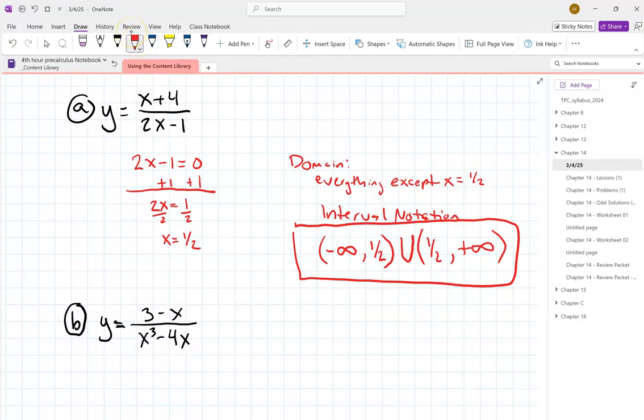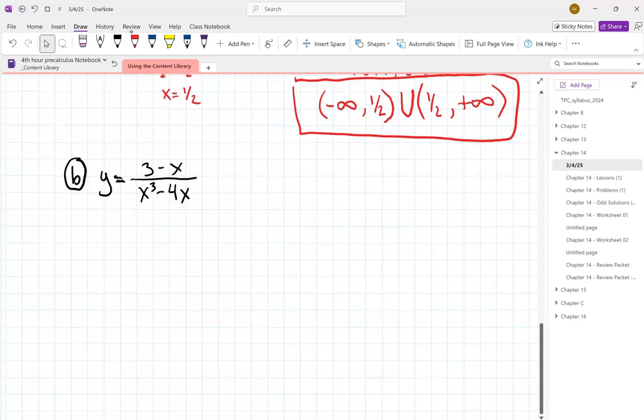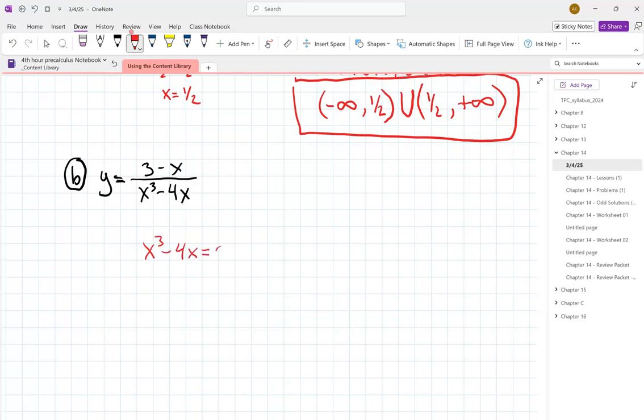So my next example is y equals 3 minus x over x cubed minus 4x. Just like before, I'm going to take the denominator and set it equal to 0. Now I notice that this is not a linear equation here. This is a polynomial equation, right? How do I solve a polynomial equation?